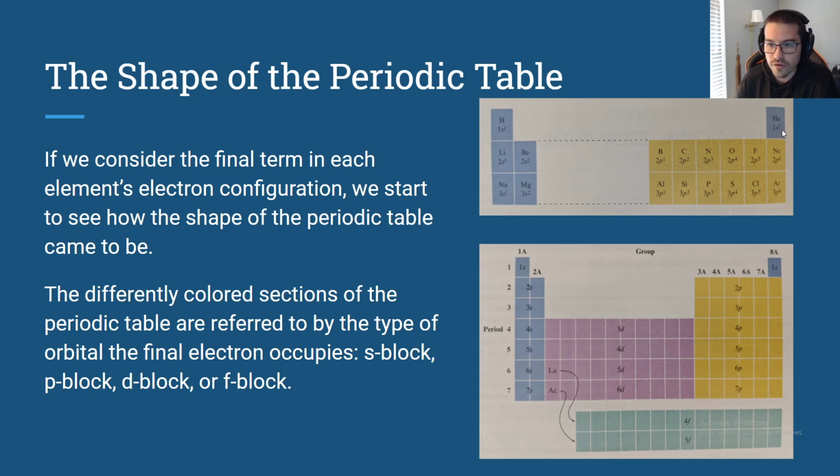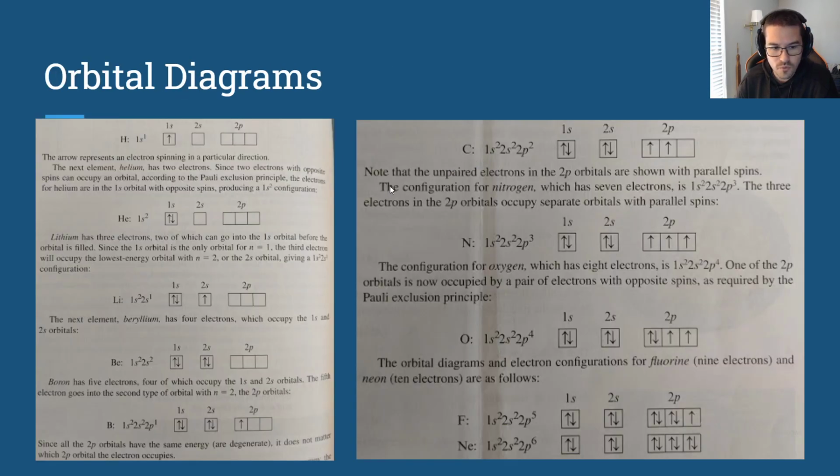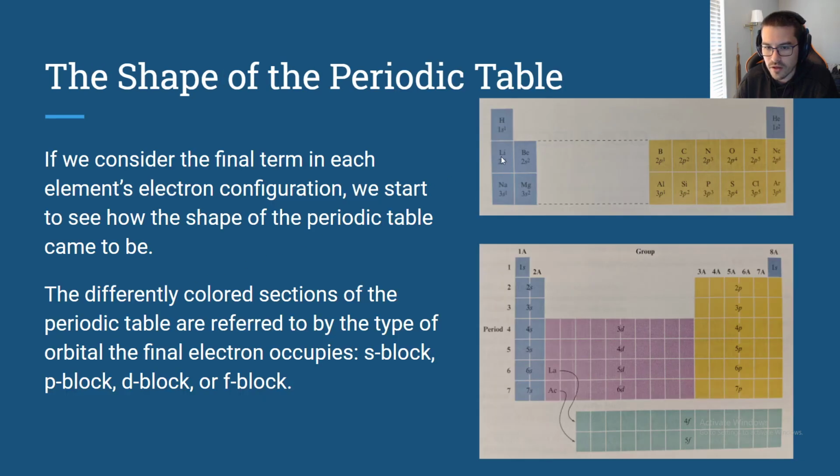Same for helium, 1s2. For lithium, lithium's electron configuration is 1s2, 2s1. So if I take that final term, the 2s1, and I write that here, and then I just do that for every other element, what you end up seeing is that the periodic table is arranged according to the final term in that element's electron configuration.